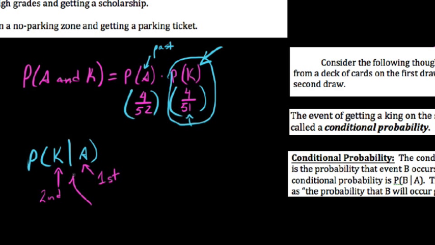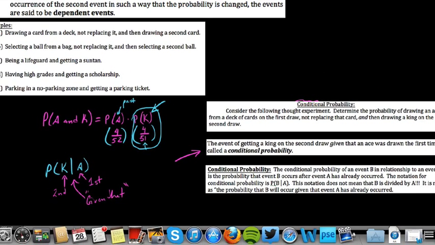Okay, and this middle bar here, we read it as "given that blank already happened." So a few things to say about this. We say the event on that last example, getting a king on the second draw given that the ace was drawn the first time, is called a conditional probability. So this thing right here has a name. It's referred to as a conditional. We'll define it more on the next page.